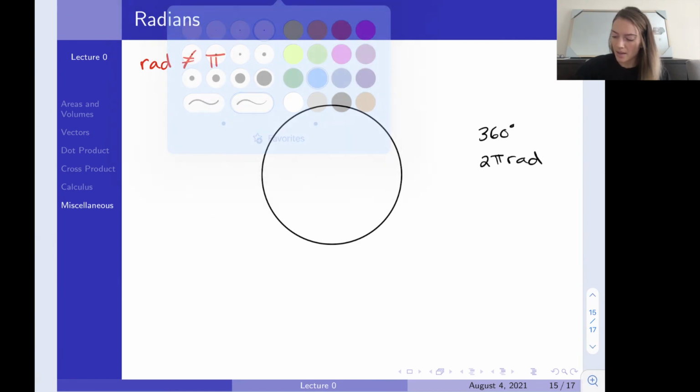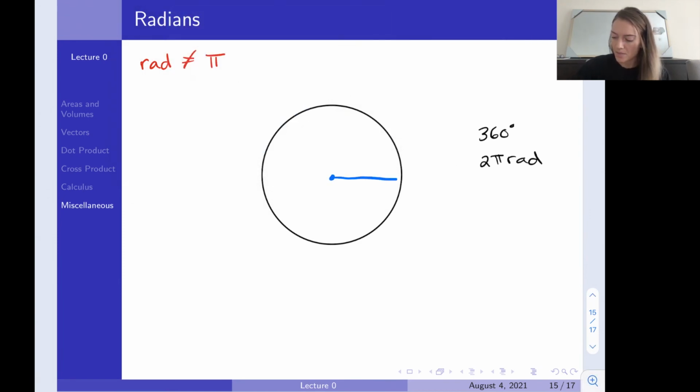So let's say I have a radius here. This is the radius of my circle, and let's say I had a length of string or something that was the length of one radius, and I laid it along the outside of the circle like this. So this little piece of rope here has the length of one radius. The angle that that makes would be 1 radian. So whatever this angle is, that's 1 radian.